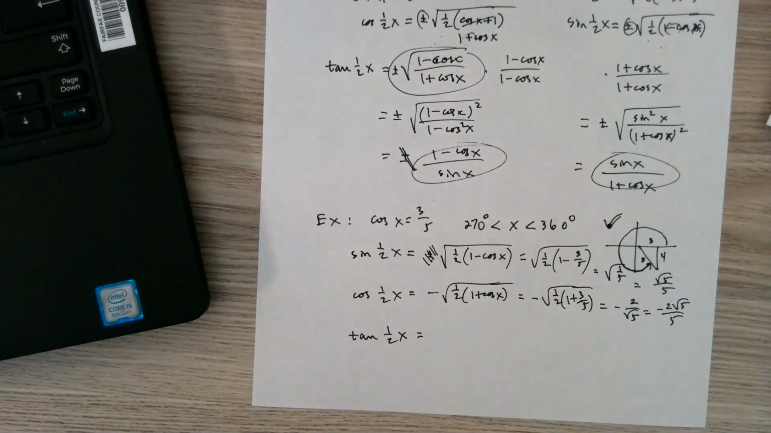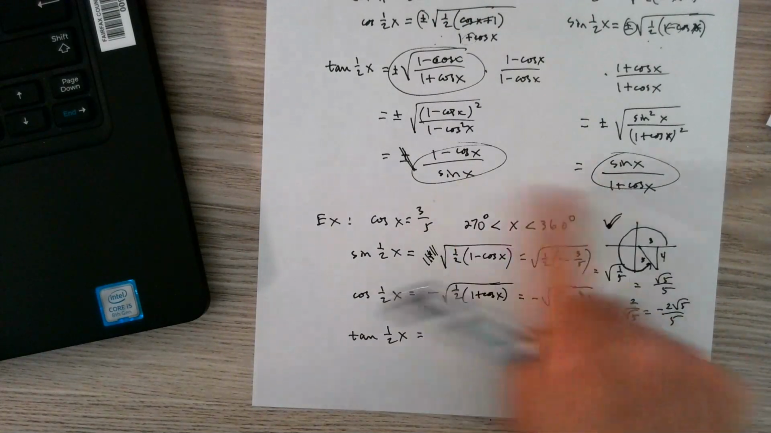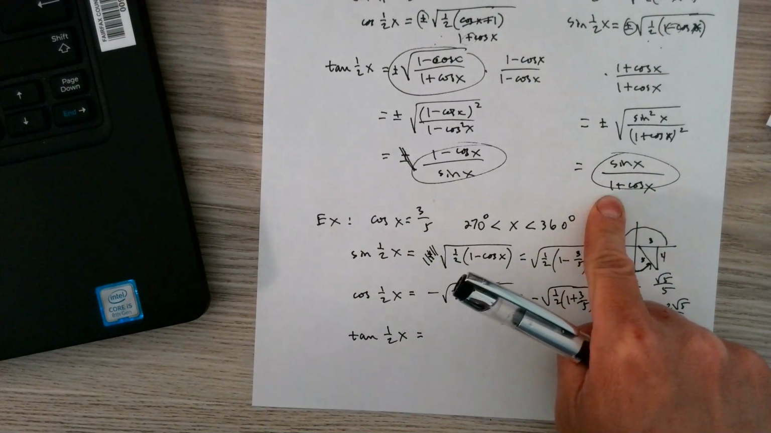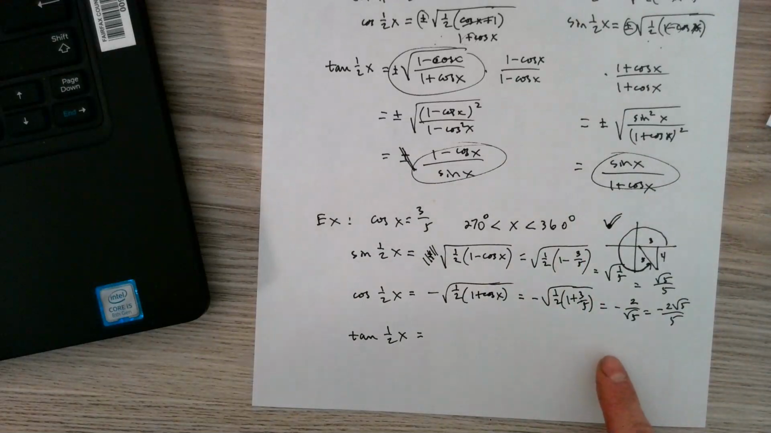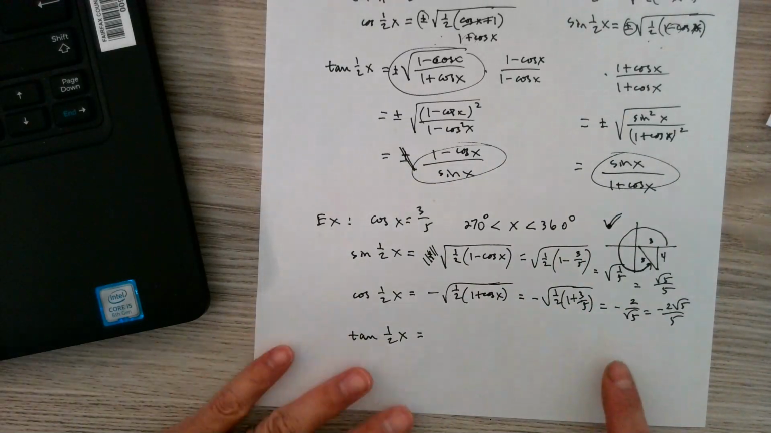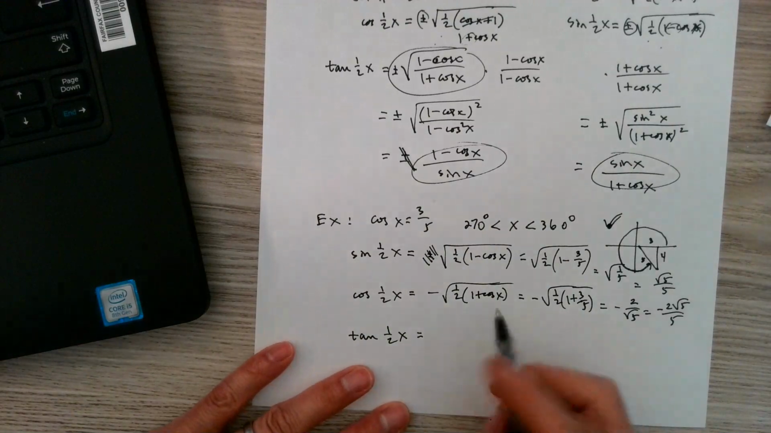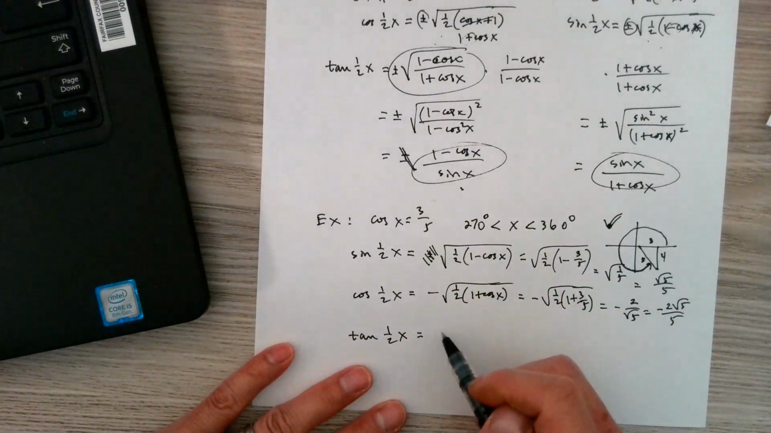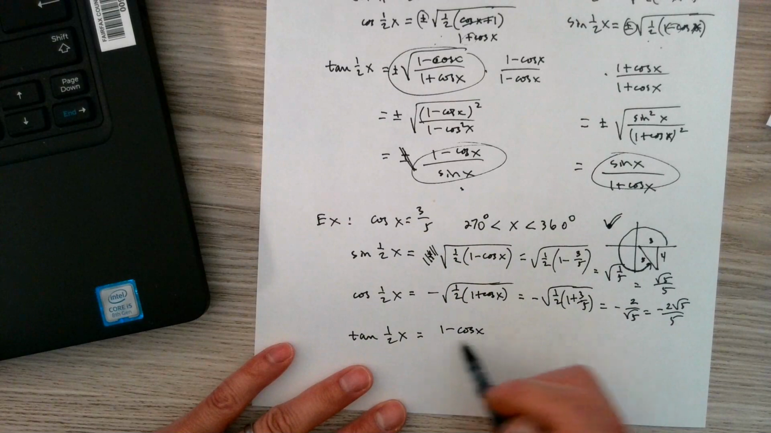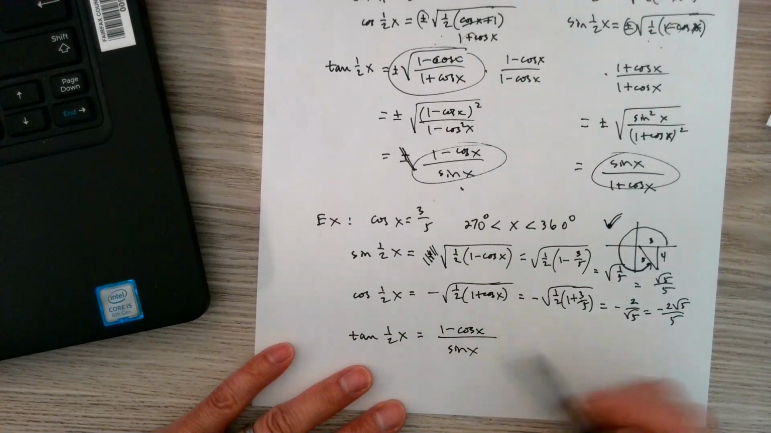Okay, and then finally tan of 1/2 x. I don't think it really matters which one I use here. Yeah, it shouldn't matter. I'll just use this one here, the first one. So 1 minus cosine x over sine x.